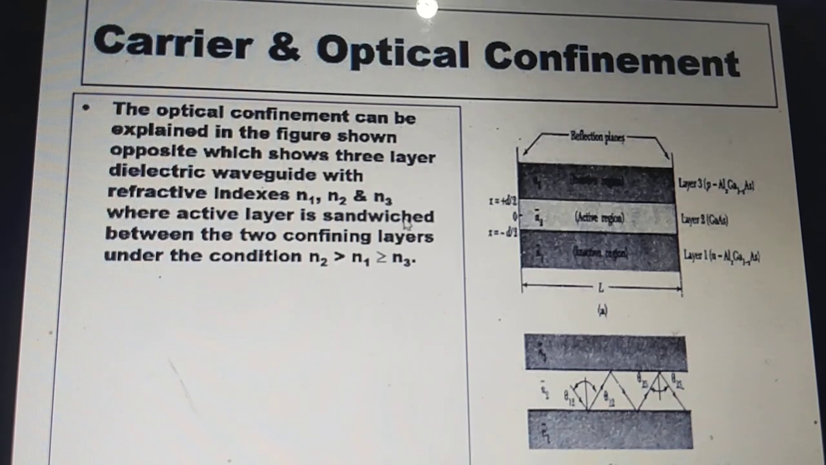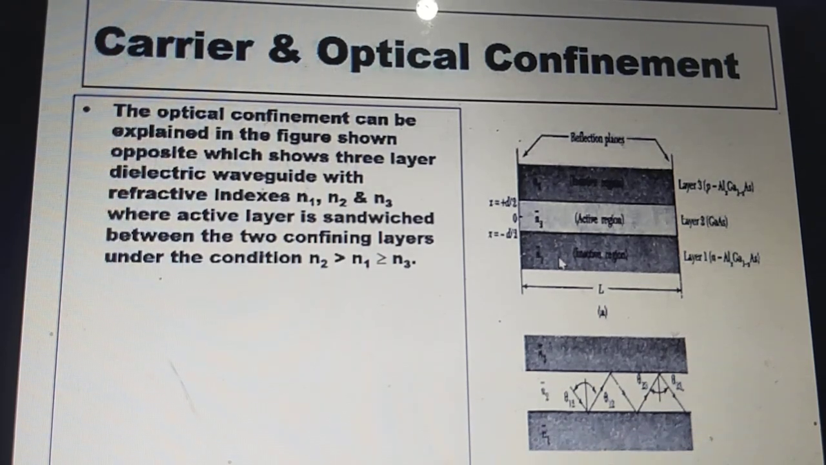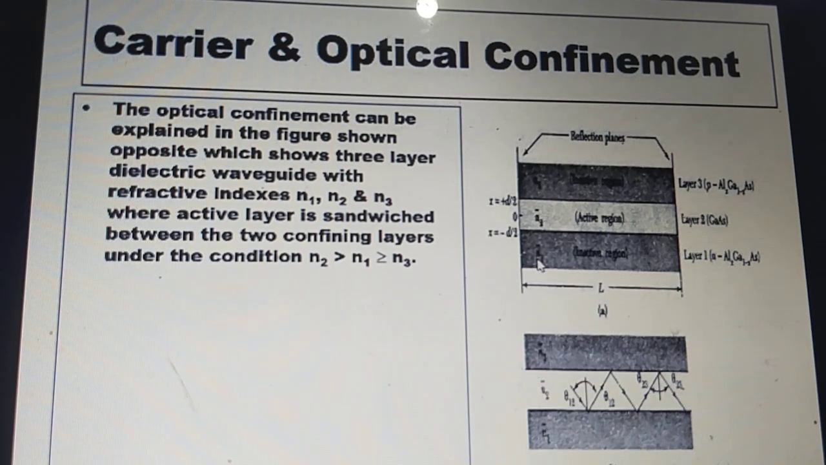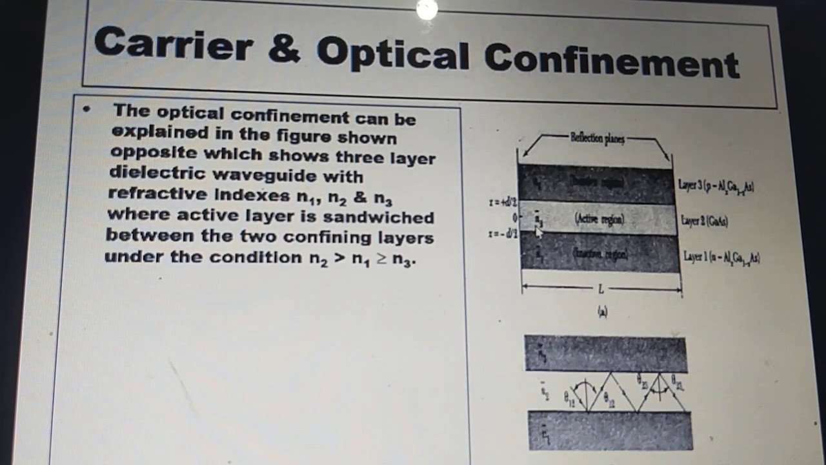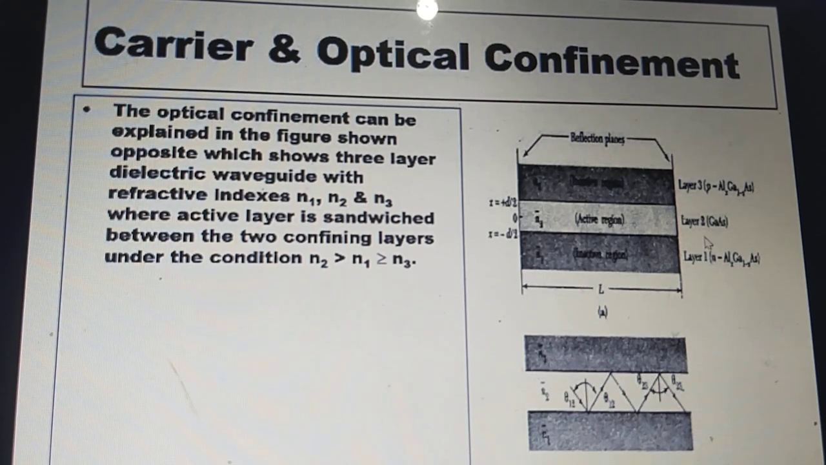The optical confinement can be explained in the figure shown here, in which you can see 3 layers. Inactive region, N1, where N1 is indicating the refractive index. Active region, N2. Inactive region, N3. So you can say layer 1, layer 2, layer 3. Layer 1 is N-type AlGaAs, layer 3 is P-type AlGaAs, layer 2 is gallium arsenide.